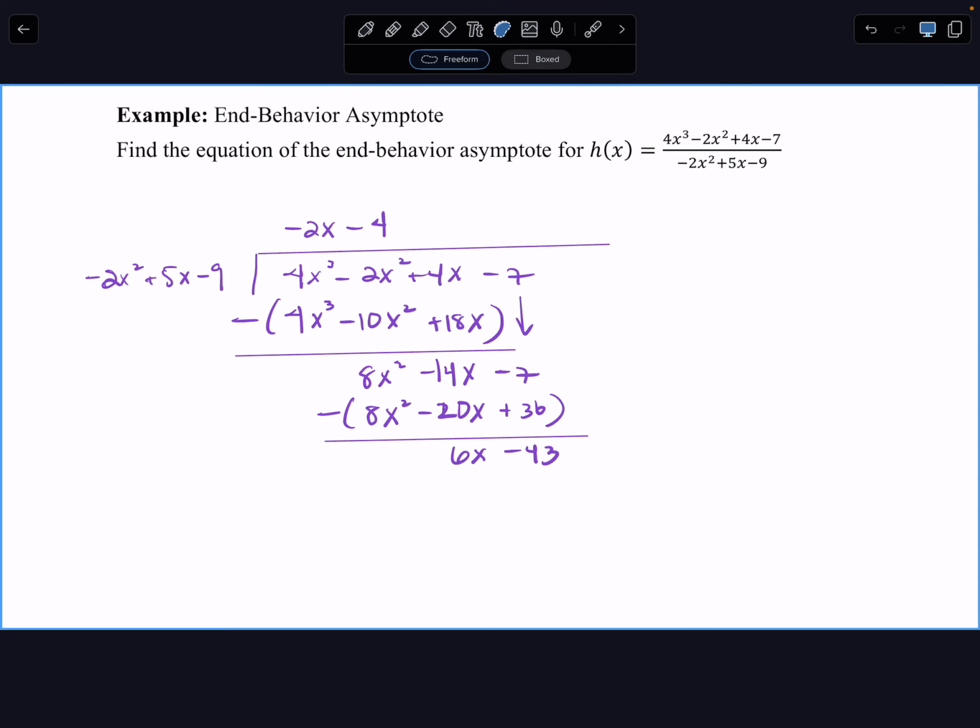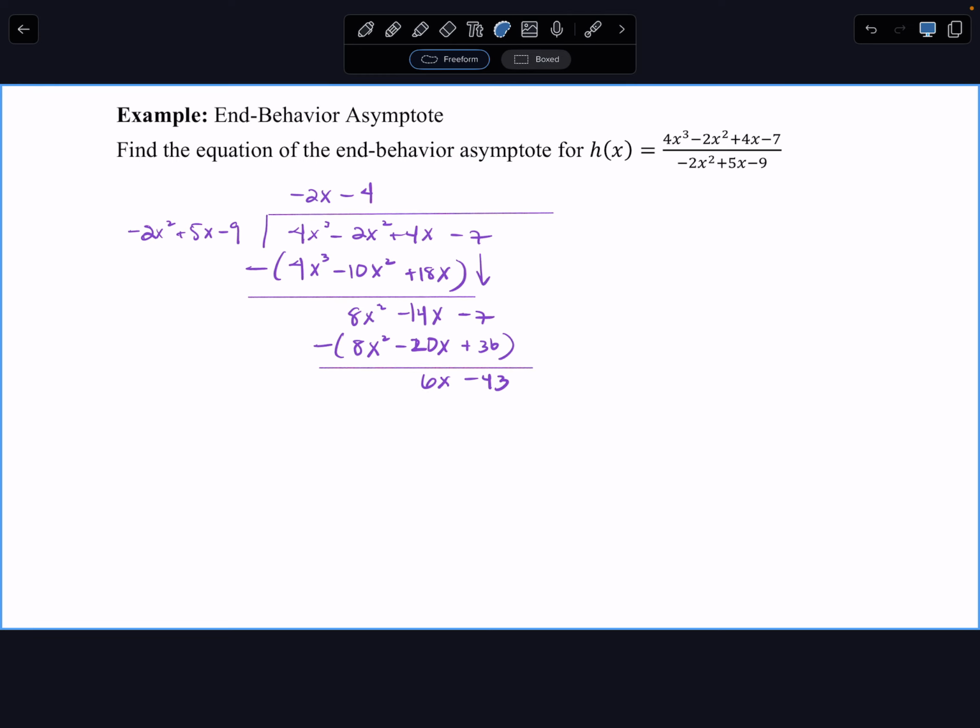So let's think about rewriting h of x. We can see what our quotient is.